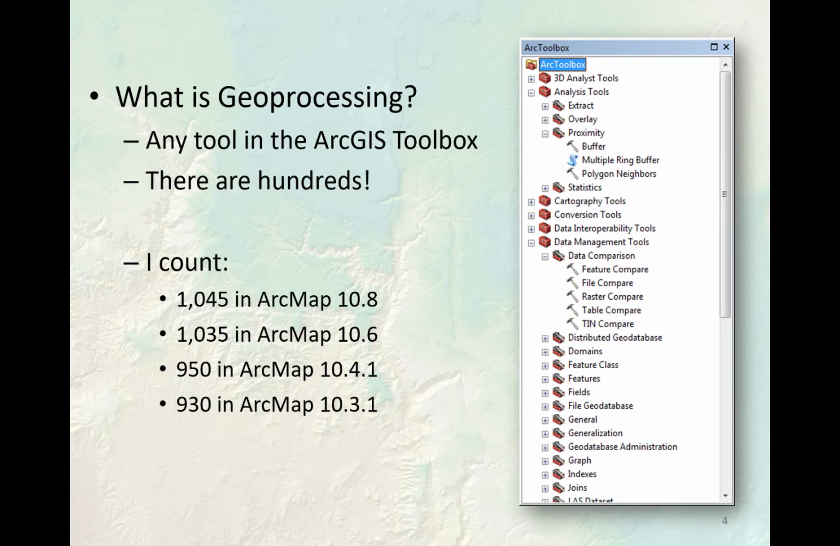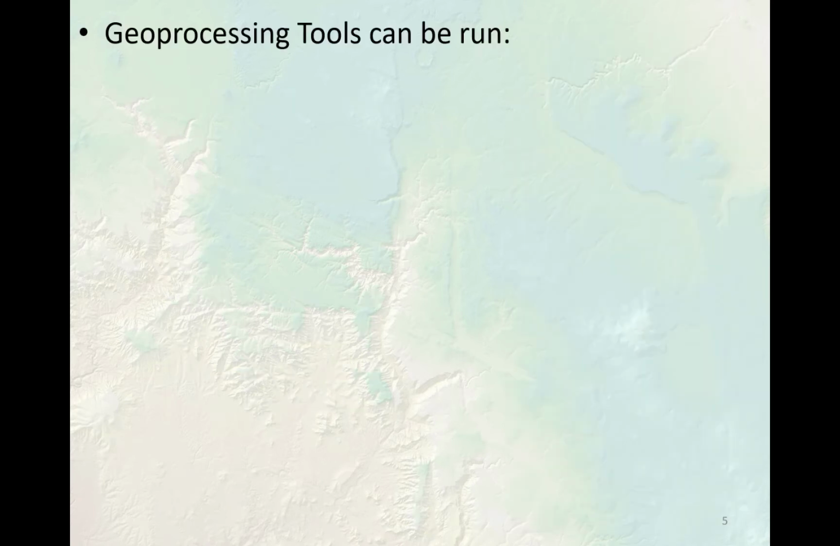And in ArcGIS, a geoprocessing tool is basically a tool. All their tools are geoprocessing tools. So whenever you hear that term geoprocessing, they're just talking about running a tool. There are a lot of them in ArcGIS. In the latest version, I count over 1,000. So you've got plenty of tools to work from.